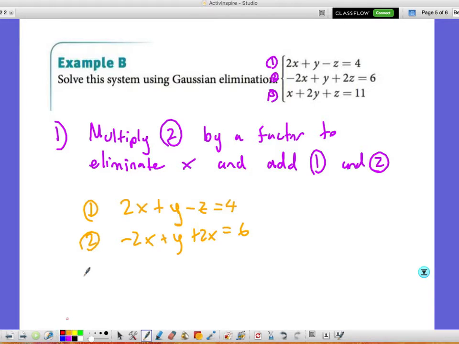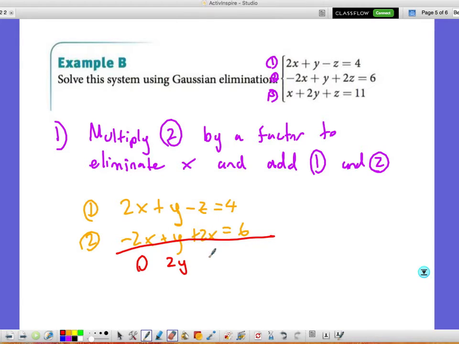Now, I want to eliminate x, so let's figure out what I get when I add these two together. So 2x minus 2x actually gives me 0, which is what I wanted. Do I need to multiply by anything to eliminate x? No, it conveniently already has it set up for us. So I can just go ahead and add these two equations. I have 2x minus 2x, that gives me 0. Y plus y is 2y.